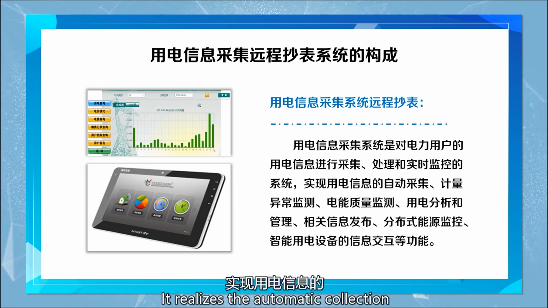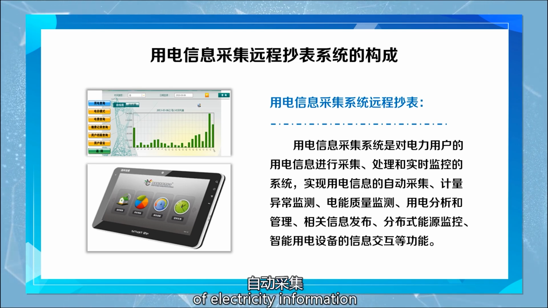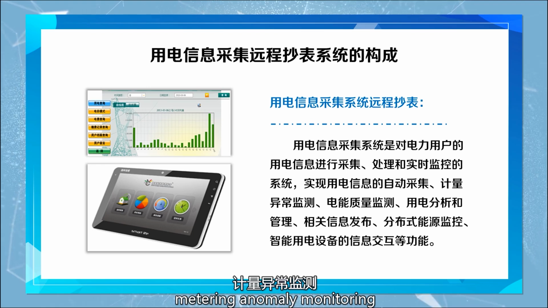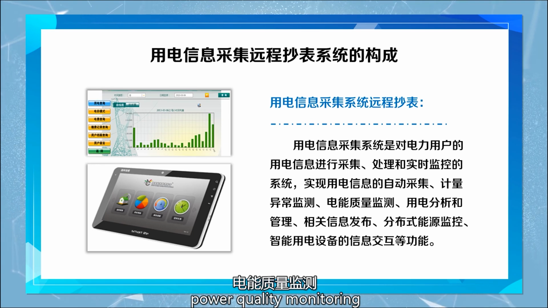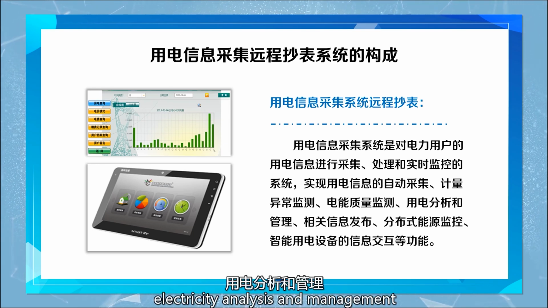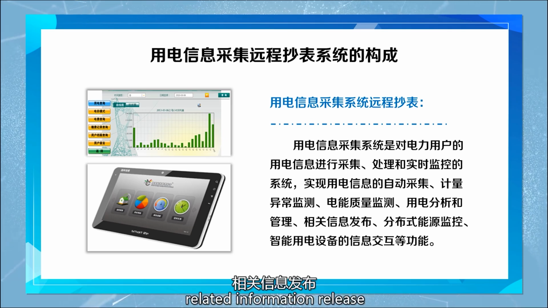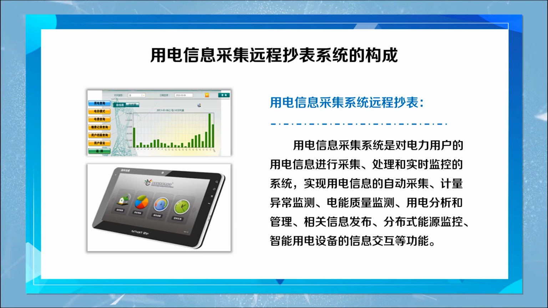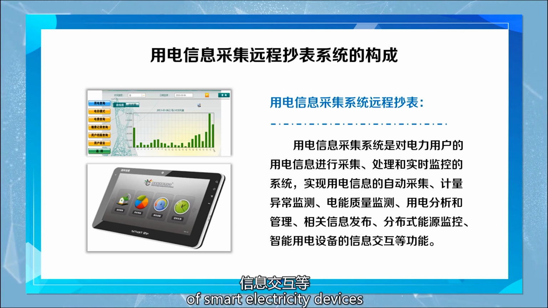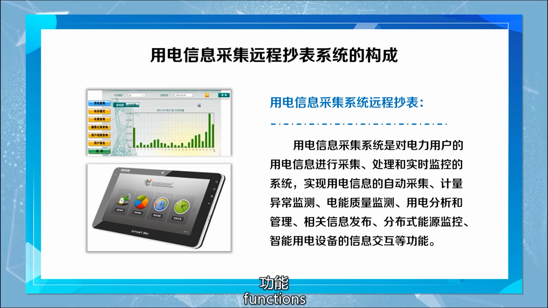It realizes automatic collection of electricity information, metering, anomaly monitoring, power quality monitoring, electricity analysis and management, related information release, distributed energy monitoring, and information interaction of smart electricity devices.